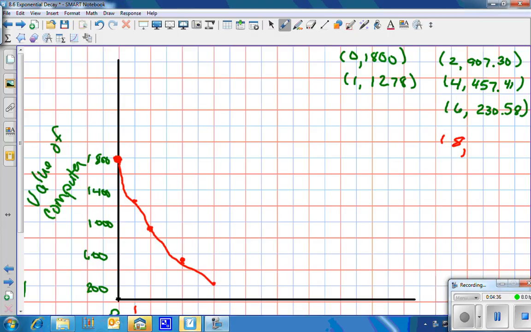And year 8 is worth $116.24. So again, you have to round it. So year 8 is about 100, somewhere in there. So you're starting to see a curve now. If you wanted to see one more, then that's fine. You could do year 10, and it's going to be $58.59.